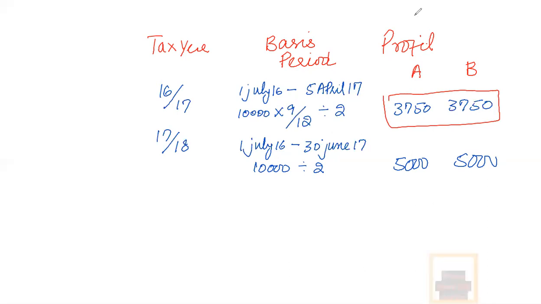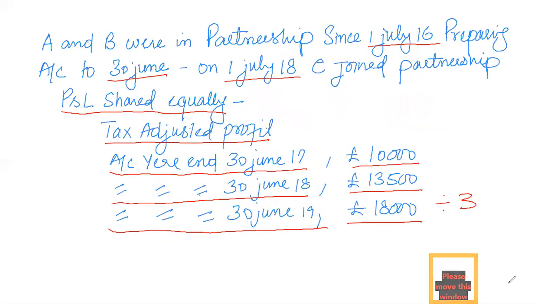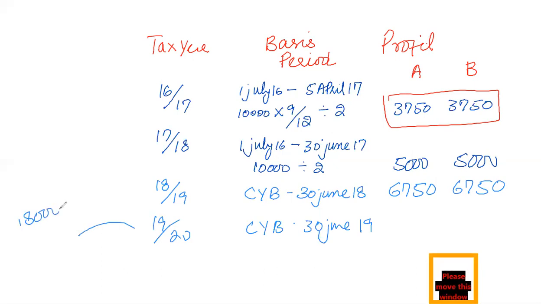Subsequently, from 18/19 onwards, this becomes the current year basis, that is 30th June 18 for them, and for 19/20, again current year basis, that is 30th June 19. So the profit for these years was 13,500 and 18,000. We have to divide the profit. 13,500 divided by 2 is 6,750 each, and 18,000 divided by 3 now. Here the profit is 18,000 total. Now there are 3 partners, so the share of profit of each partner is 6,000. So they all will get 6,000.